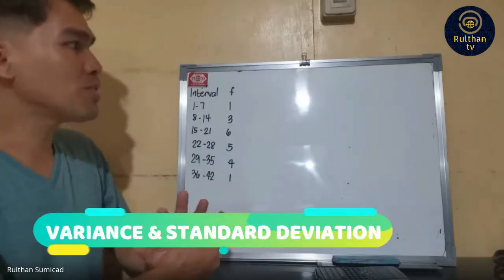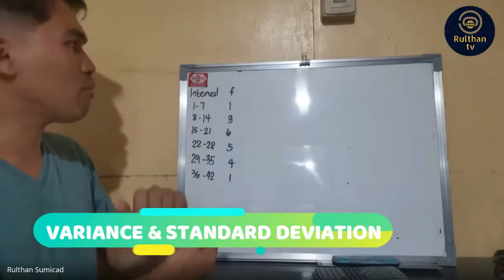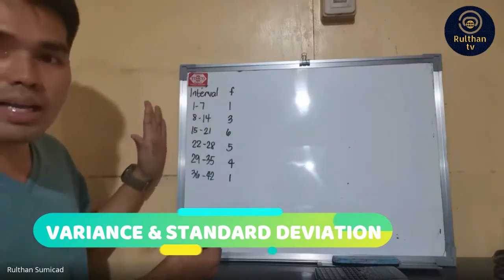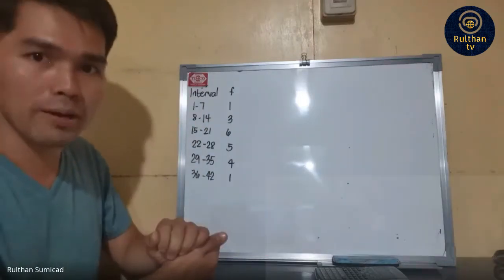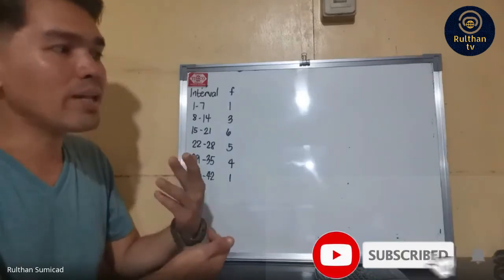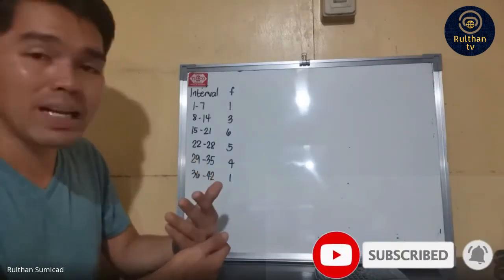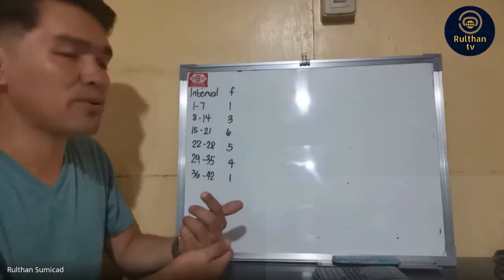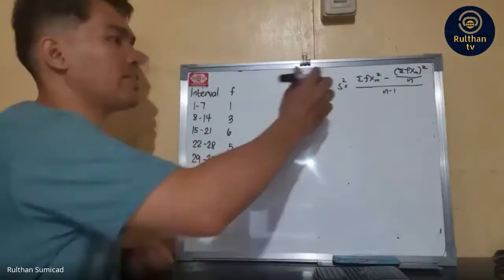First and foremost, with this given here, we have our interval and frequencies. You notice we are dealing here with a group distribution. So we are going to solve for the variability, specifically the variance and standard deviation for a group distribution. Okay, this is for the variance.